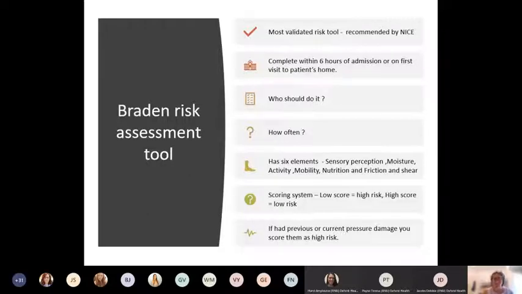If they've been into hospital and come out again, you would need to redo it then. So it depends, and you need to be mindful of that and think, has something changed? Do I need to redo this?